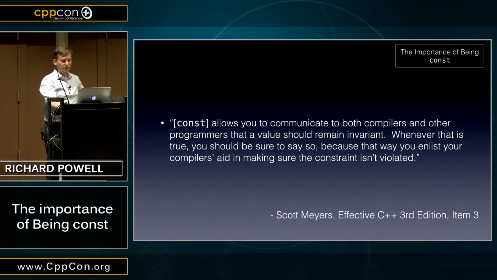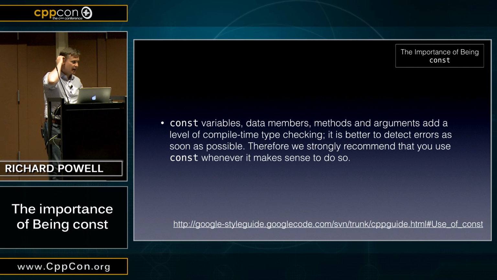And if we also look at some other places, the Google code styling guide also talks about const. And it says const variables, data members, methods, arguments, all add a level of compile time checking. It is better to detect errors as soon as possible. We therefore strongly recommend that you use const whenever it makes sense to do so. So great sources, great thinkers in C++ telling you to use const.